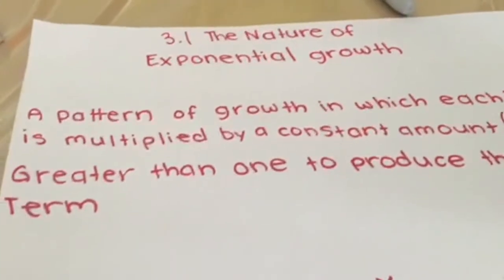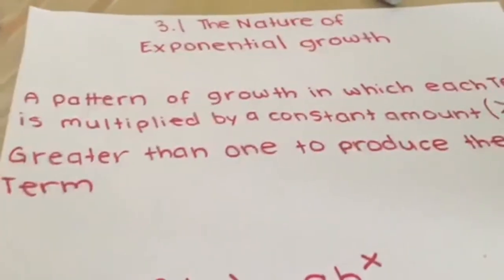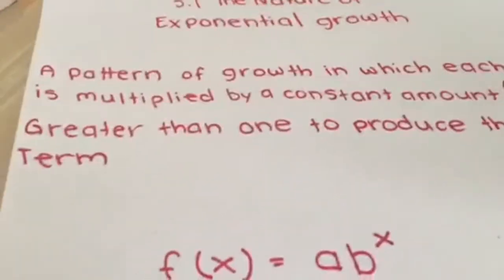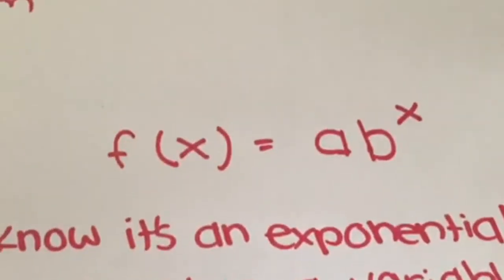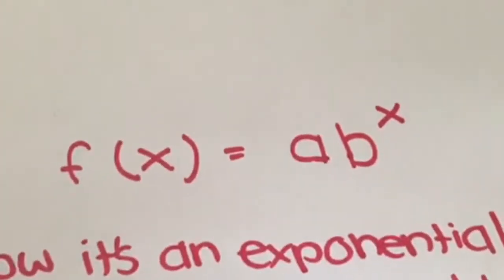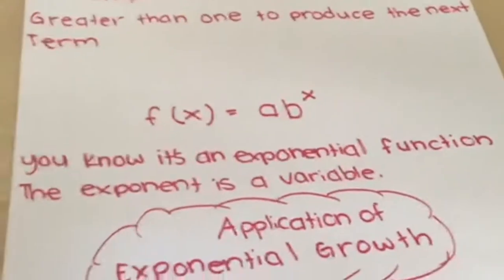What is exponential growth? Exponential growth is a pattern of growth in which each term is multiplied by a constant amount, which is greater than 1, to produce the next term. So here's the standard equation for an exponential function. It is f(x) = ab^x. And you know it's an exponential function because the exponent is a variable, and the exponent is a variable because that is what we are usually going to be subbing in terms for.